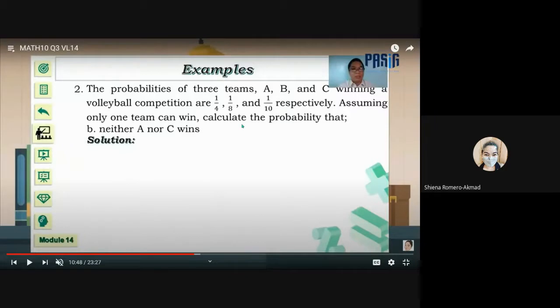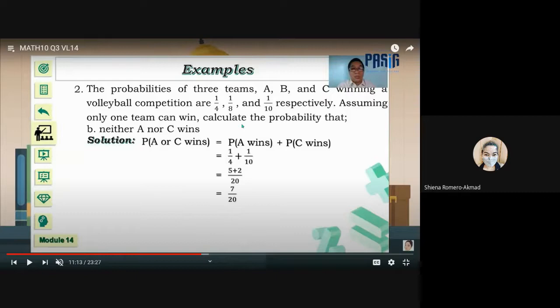So, add muna natin sila. A and C, 1/4 plus 1 over 10. That's 7 over 20. Okay? Then, subtract natin yan from 1 and we'll get 13 over 20. So, yung probability na hindi mananalo si A o kaya si C ay 13 over 20, which is a bigger chance. Okay?